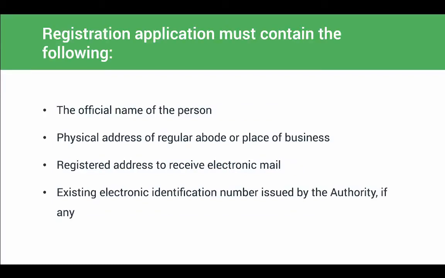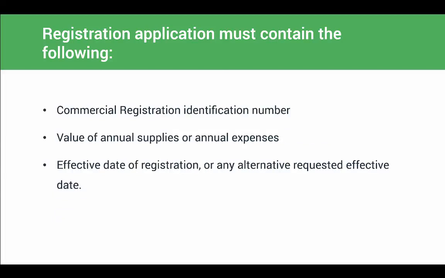So, on the whole, the registration application will contain the following: the official name of the person, physical address of abode or place of business, registered address to receive email, existing electronic identification number issued by the authority, if any, commercial registration identification number, value of annual supplies or annual expenses, and the effective date of registration or any alternatively requested date.